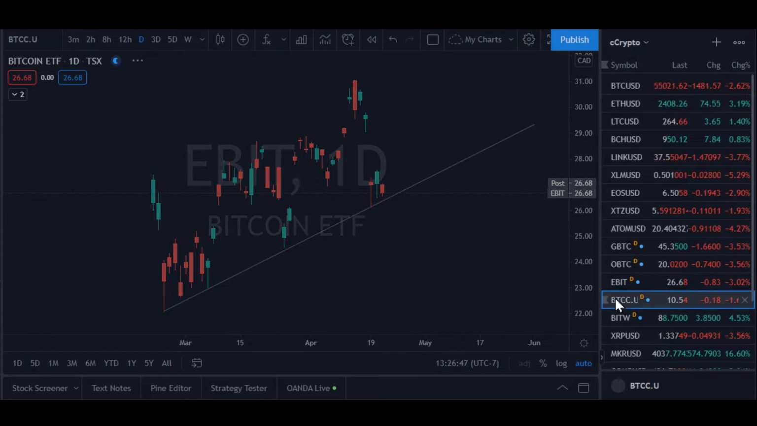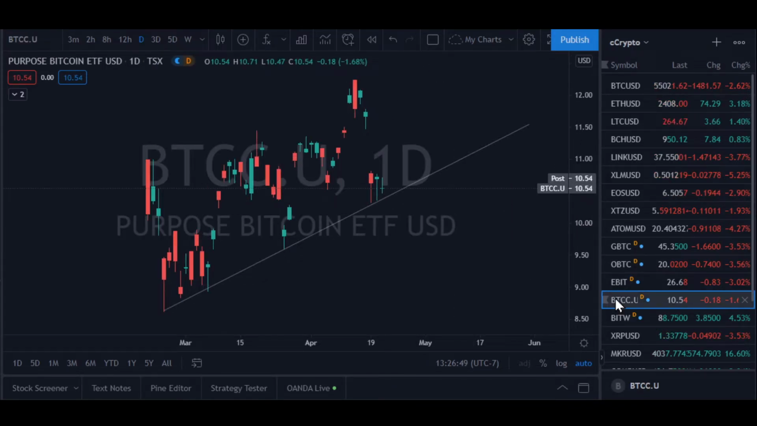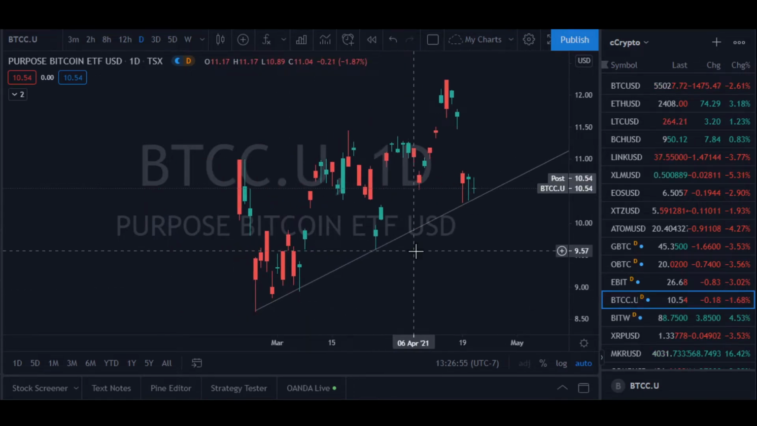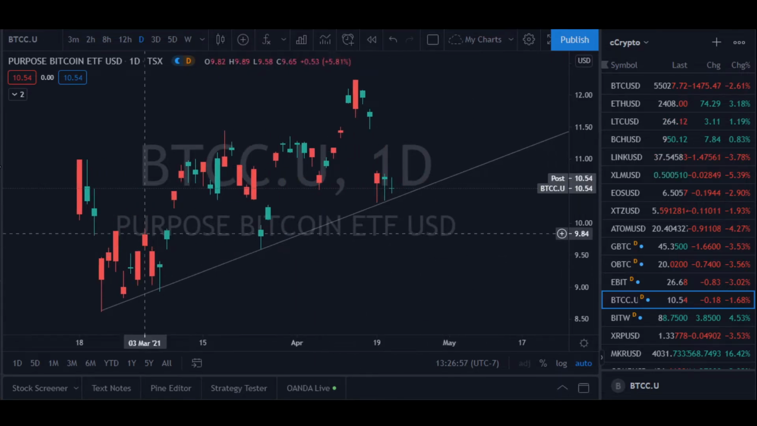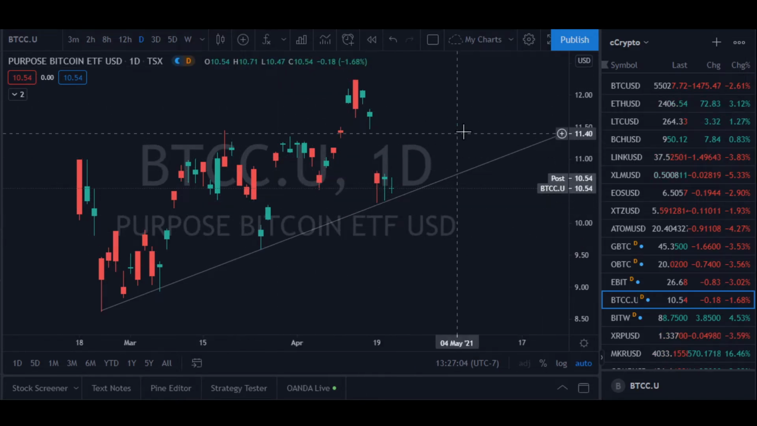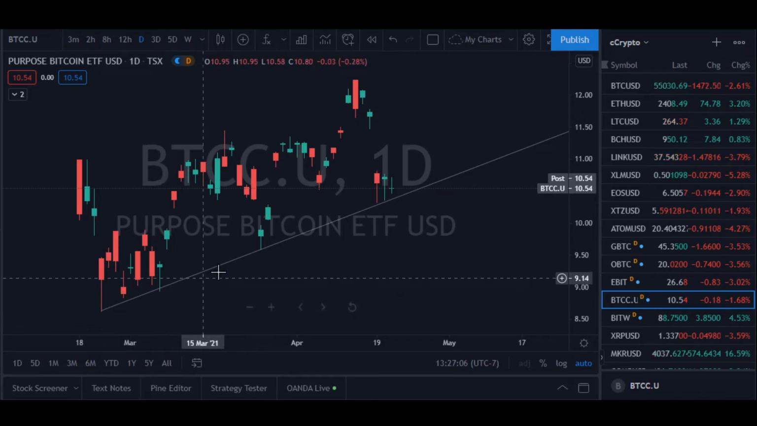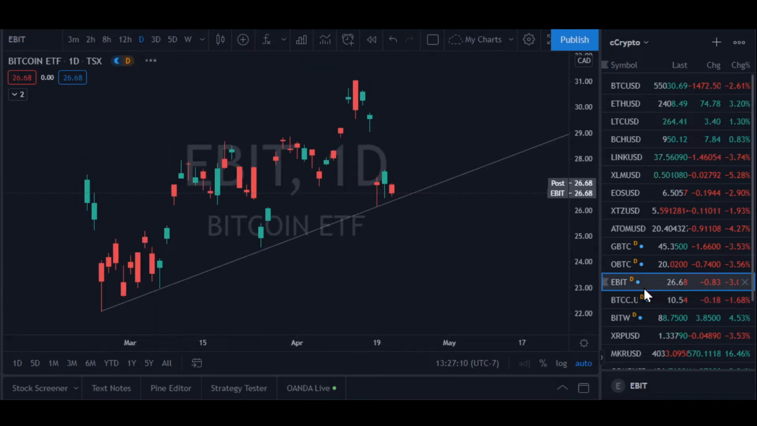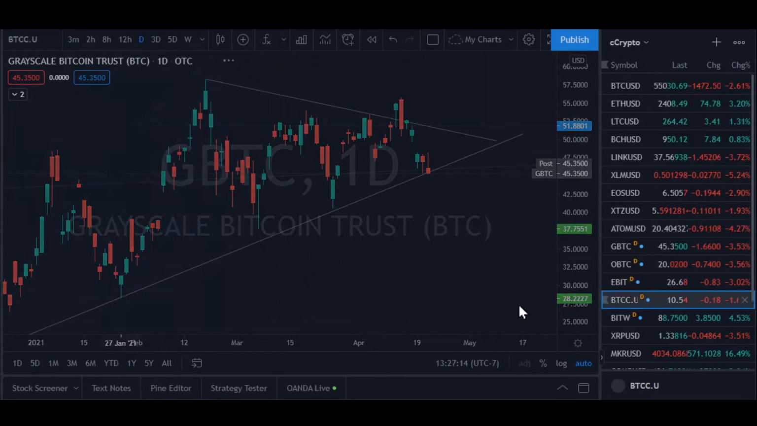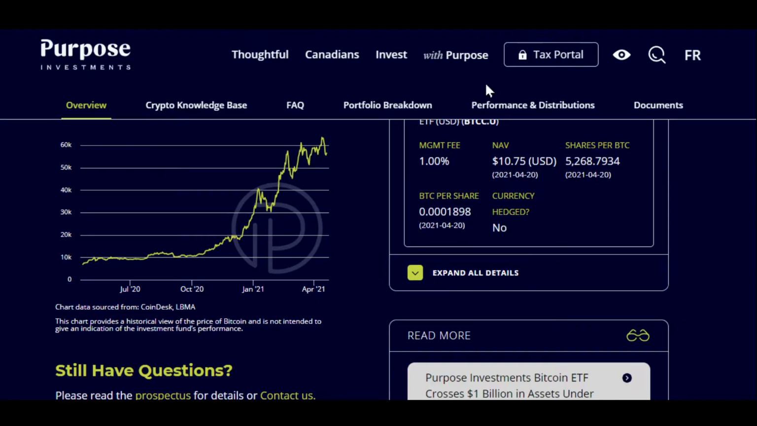And then if you look at one of the more recent ones that have just appeared, this is the US dollar version of BTCC.U. This is another ETF, I believe, in Canada. Its price action looks a lot like EBIT, so I don't really need to do the percentages here. By the way, you notice this ascending trend line, which has provided support for BTCC.U, EBIT, and also GBTC. No surprise there.